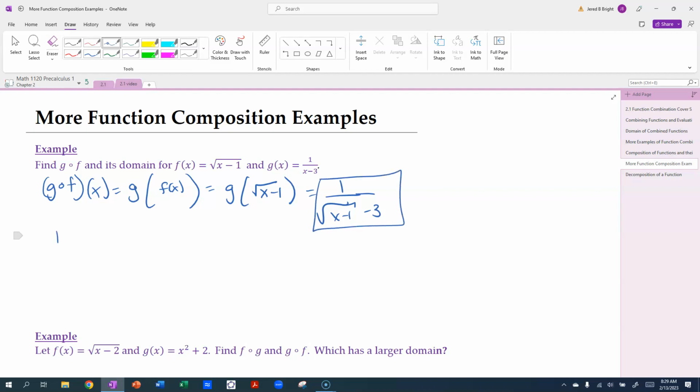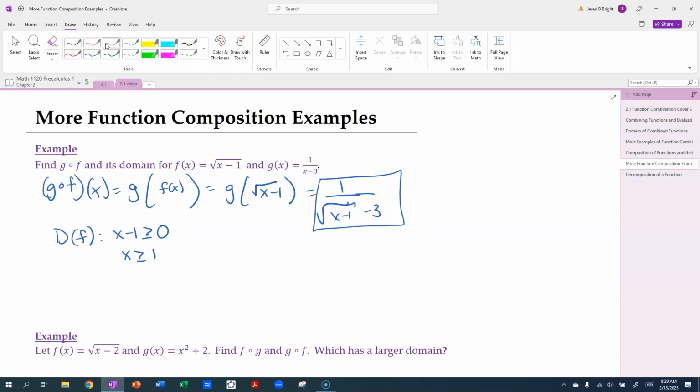Now I want to find the domain of f. Since I have a square root, whatever's underneath the square root, x minus 1, has to be greater than or equal to 0. So that means x has to be greater than or equal to 1. Okay, so I can picture that.